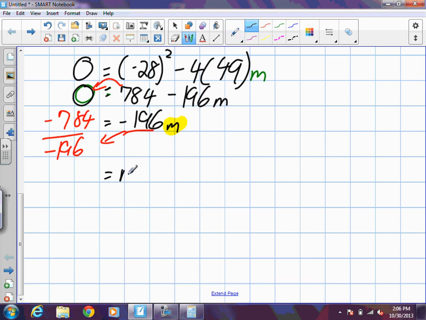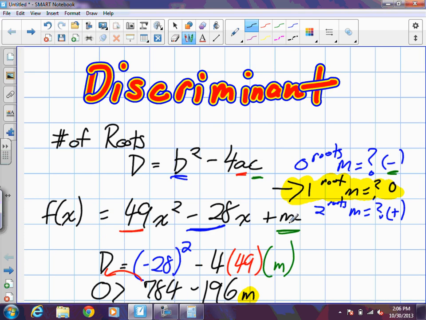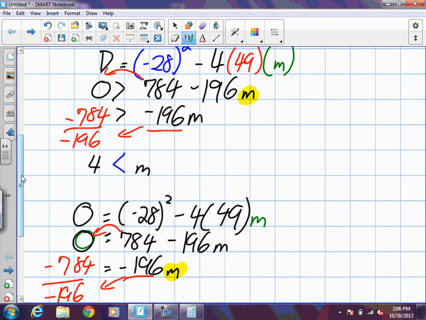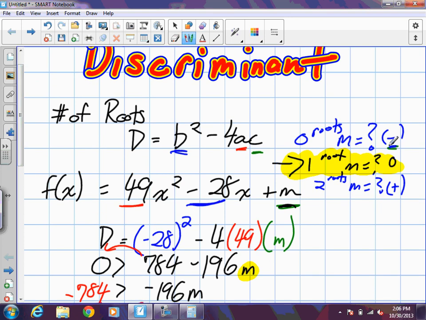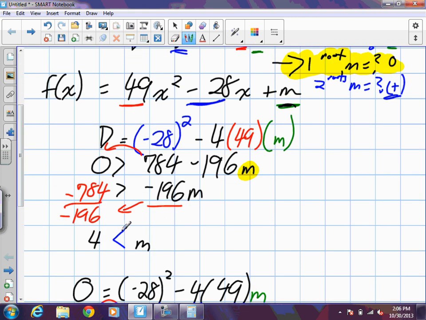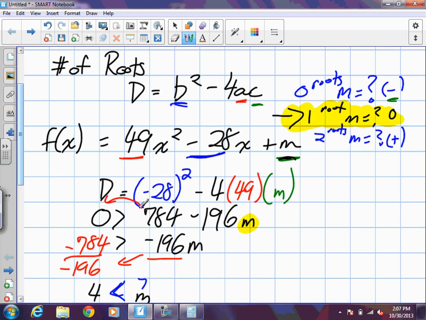So in order to have one root, our m value has to equal 4. Okay? Which then gives us information on 0 roots and 2 roots. We really didn't have to work with the inequality. I showed it to you, but as long as we knew the one root, we know that any value, in this case here, greater than 4, was going to give us a negative, and any value less than 4 would give us 2 roots. So, sorry, the inequality did help us know whether it had to be greater than or less than. That's something we didn't know before. But in order for that one root, we just set the discriminant equal to 0 and solve for our unknown.